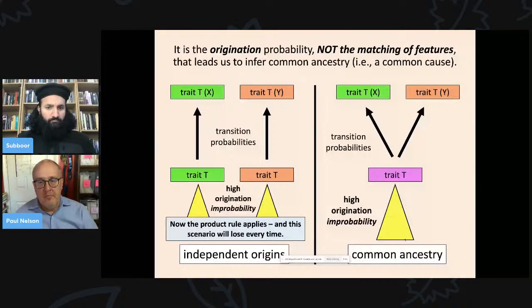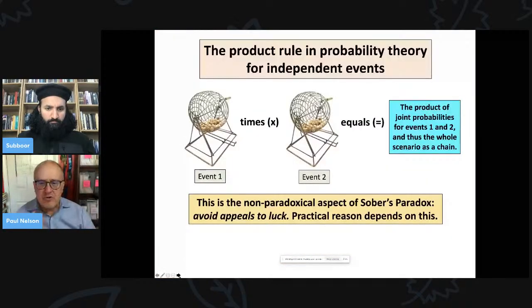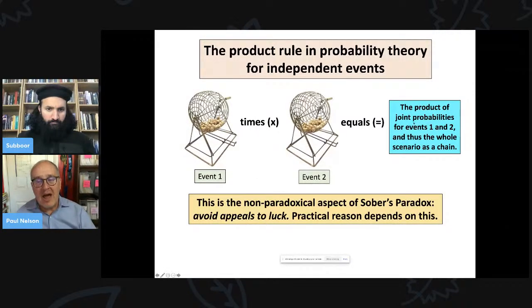But I want to stay with Sober and his expression of the paradox. The non-paradoxical aspect of the paradox is avoid appeals to luck. And our practical reason depends on this, right? If we've got independent events with independent probabilities, when we're evaluating them as part of an overall scenario, they multiply. And the product of those probabilities for events 1 and 2 and the whole causal chain is what we need to evaluate.